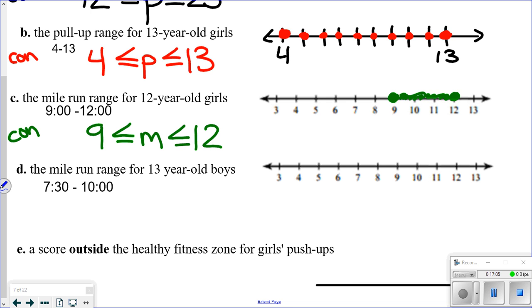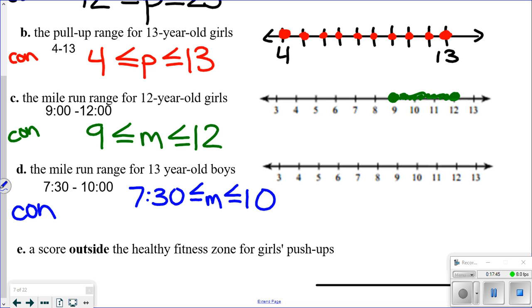All right, the mile run for 13-year-old boys. Look at the table. It looks like it's from 7 minutes and 30 seconds all the way up to 10 and everything in between. So again, we have a conjunction here. So you can write 7:30 like that. You could write 7.5. I'm going to use an M again for mile. My mile has to be greater than or equal to 7 minutes 30 seconds and less than or equal to 10.